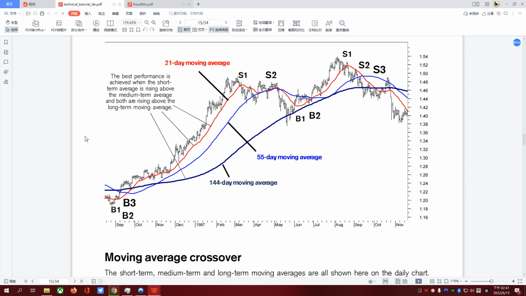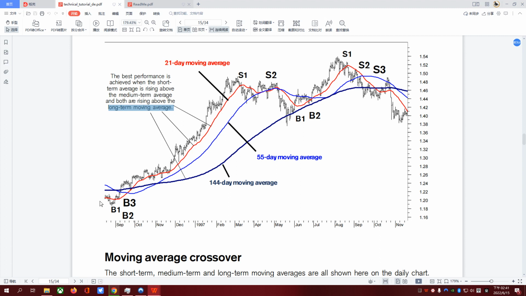Here I want to talk about this very important picture. This is the 21-day moving average, this is the 55-day moving average, and this is the 144-day moving average, which is the deep blue right here. The best performance is achieved when the short-term average is rising above the mid-term average, and both are rising above the long-term moving average.